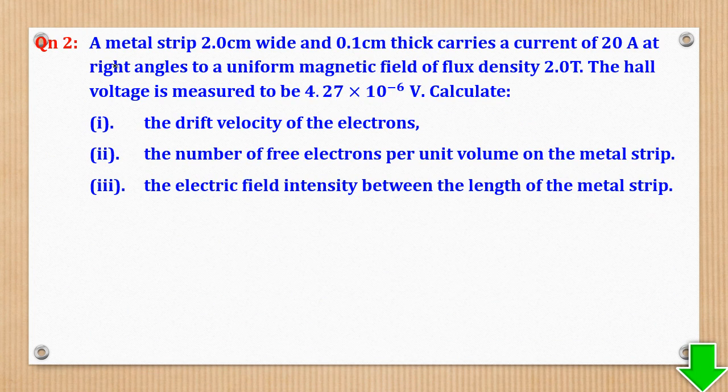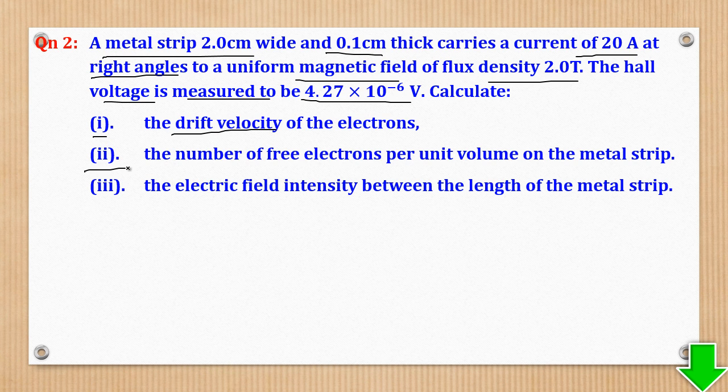Then question 2, a metal strip of 2.0 centimeters wide and 0.1 centimeter thick carries a current of 20 ampere at right angles to a uniform magnetic field of flux density 2 Tesla. The Hall voltage is measured to be this. Calculate Roman 1, the drift velocity of the electrons. Roman 2, the number of free electrons per unit volume on the metal strip. And Roman 3, the electric field intensity between the length of the strip.